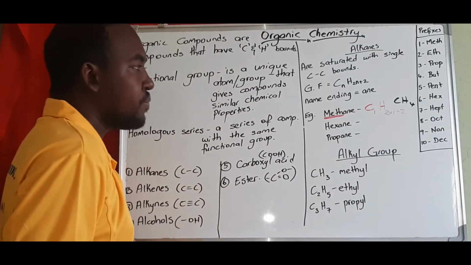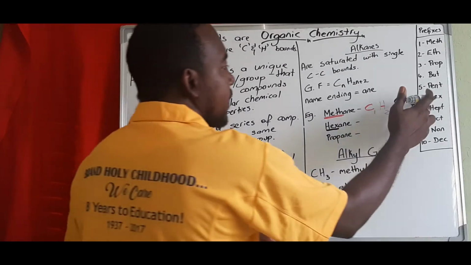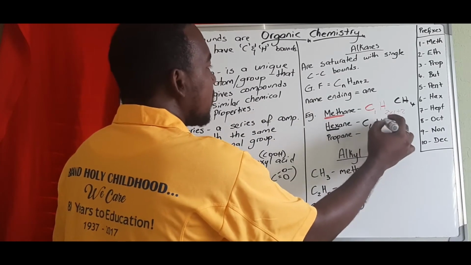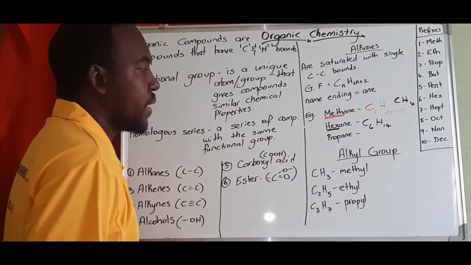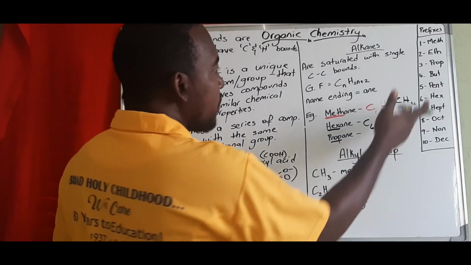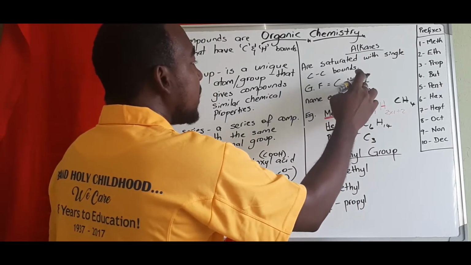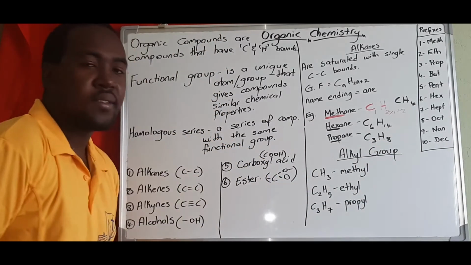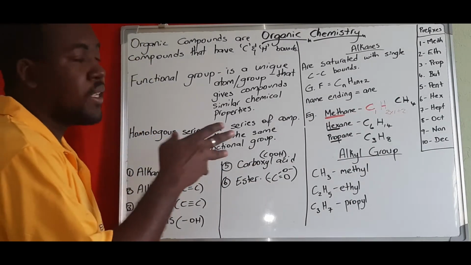So that shows us that methane has a formula of CH4. For hexane, the prefix is hex. Hex is 6, so that is C6. For H, we have 2 times 6, which is 12, plus 2 gives us 14. Then we have propane, where the prefix is prop, and prop is 3, so that is C3H, and H is 2 times 3, which is 6, plus 2 gives us 8. So that's the process of finding the formula for each alkane.